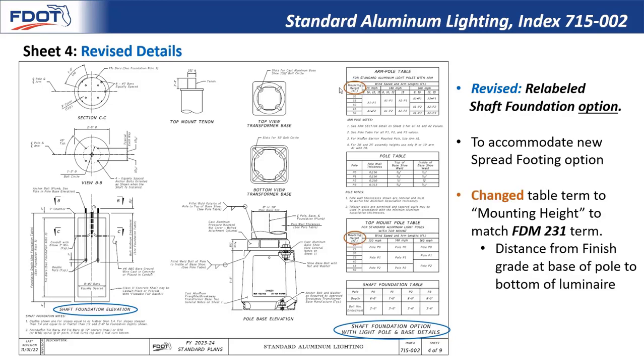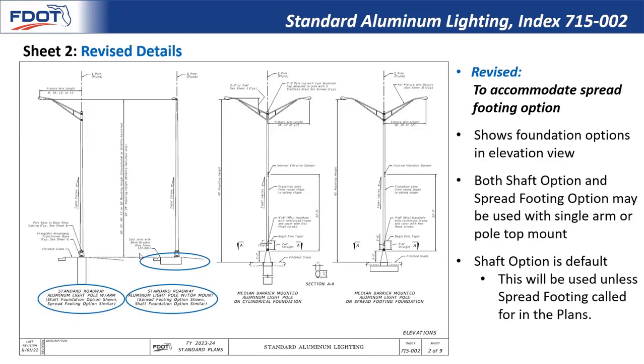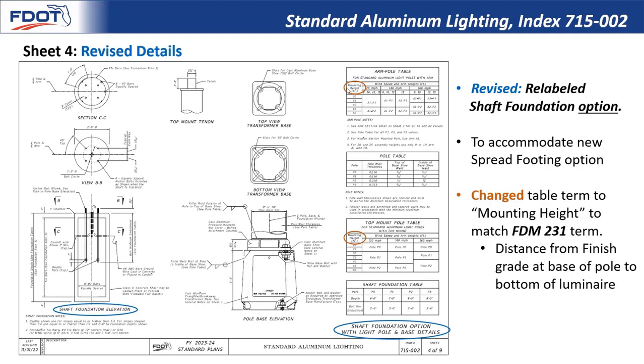And then a little more housekeeping just to keep our definitions consistent. In all of these tables for the luminaire elevation, we've now changed this to say mounting height. And so this now matches the FDM 231 design terminology. This is basically referring to the distance from the finish grade at the base of the pole to the bottom of the luminaire. Flipping back really quickly to the previous slide showing the elevations, you can see that the mounting height is shown here, measured from the finish grade to the bottom of that luminaire or light source. And so this mounting height term should be consistent everywhere you look.